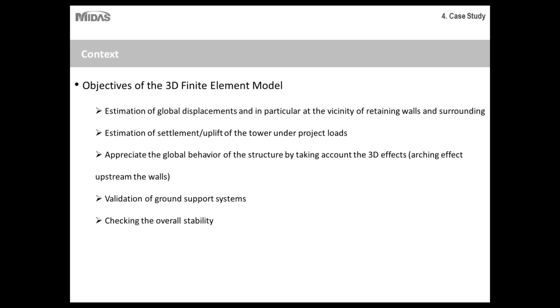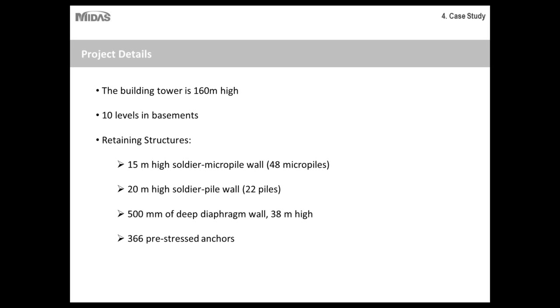Basically, all this pointed towards a 3D finite element model because they wanted to achieve the global displacement, settlement, the uplift pressure, and the global effects like arching of the upstream of the walls. Then they had to validate these types of ground supporting systems that they are using, and check for the overall stability. Would the entire slope kind of slide, taking the excavation or the retaining or the supporting structure with it? All that pointed towards the 3D finite element analysis or numerical analysis.